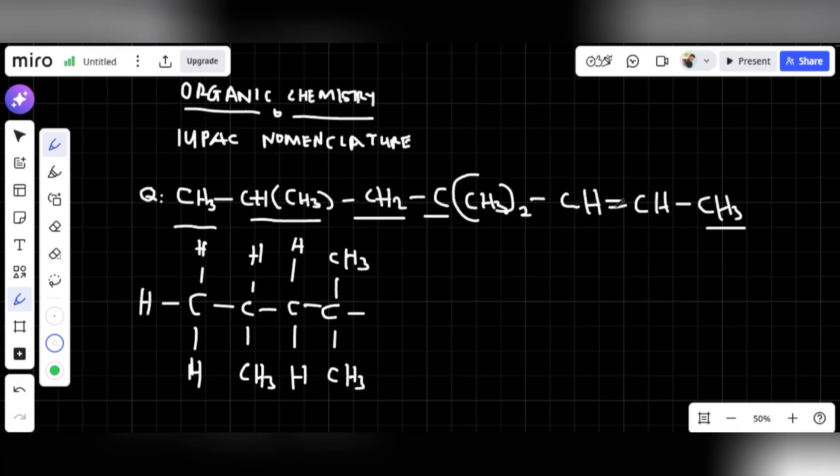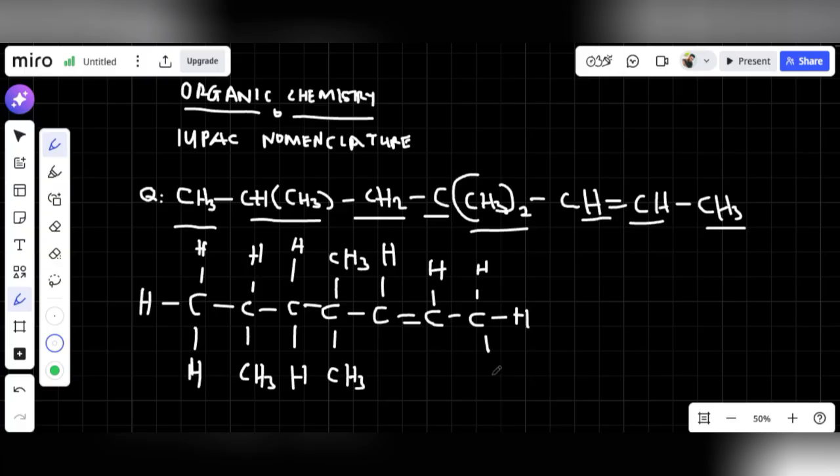Then your CH. But immediately after this CH, you have a double bond, right? Now count 1, 2, 3, 4. So the bond around this carbon is actually complete. Then another C, then 1, 2, 3, 4. That's this CH, another CH, then CH3. So that is how to draw that structure.